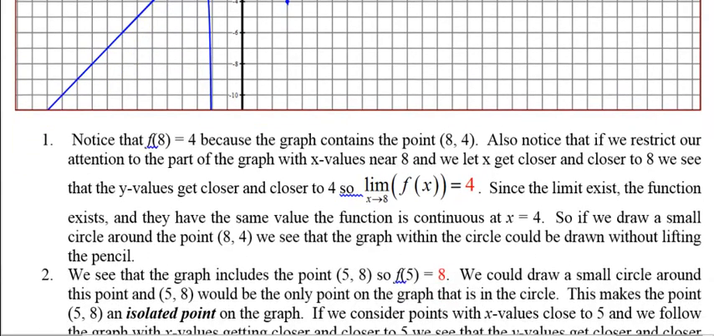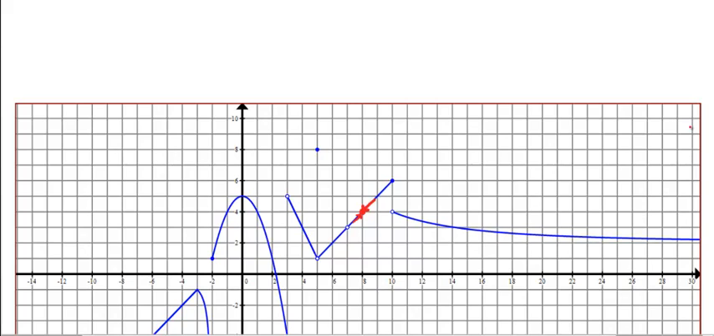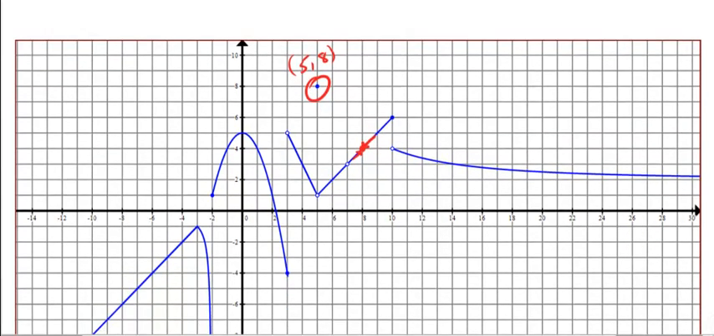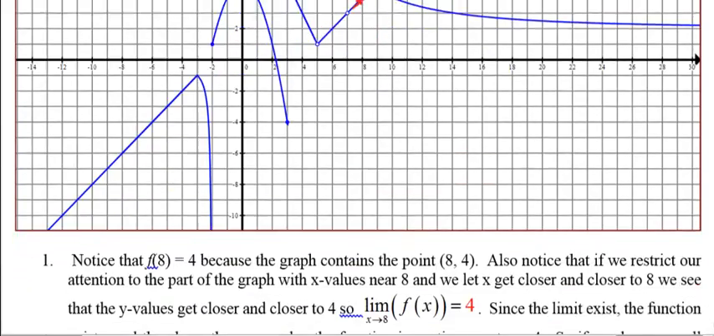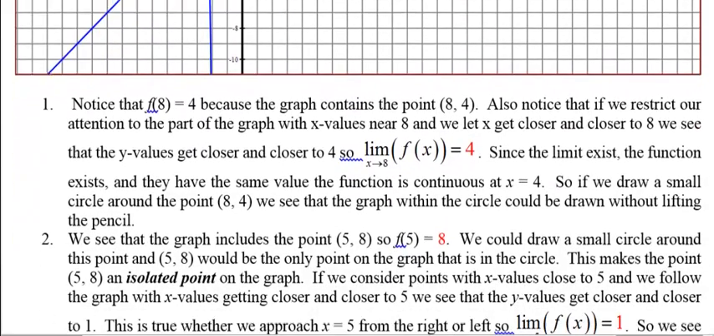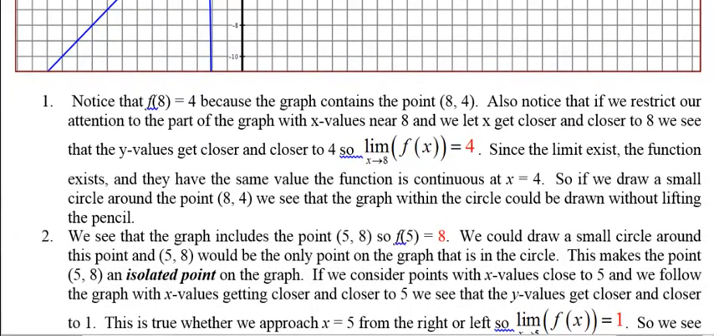Now let's look at what happens when x is 5. Now when x is 5, the point's actually up here. The point (5, 8) is actually on the graph. So f of 5 equals 8. Now we can draw a little circle around that point, and it's the only point in that circle, so we would call this an isolated point on the graph. So that's f of 5 equals 8 because (5, 8) is on the graph.